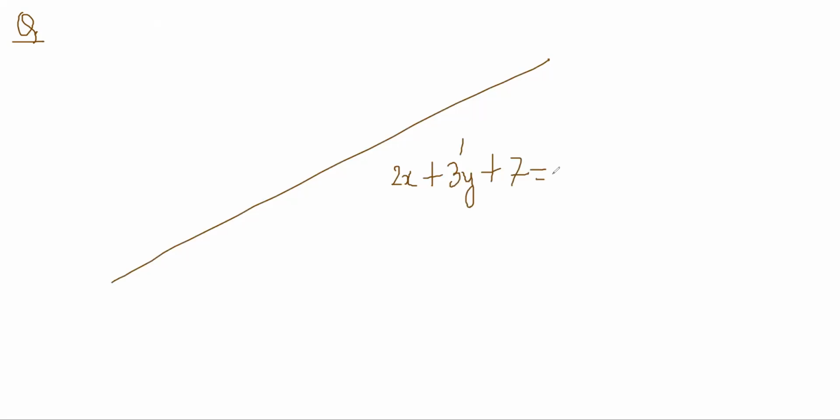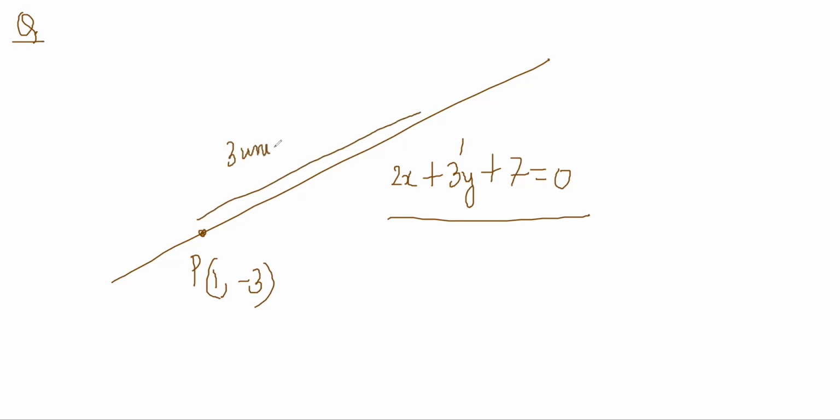Again, parametric form: coordinates of a point which is at distance 3 from a point on this line. See, parametric form you have to understand. The line is given: 2x plus 3y plus 7 is equal to 0. The point is 1 comma minus 3. You have to find another point at a distance 3 units, so r is equal to 3. You have to find Q at a distance 3 units on this line.